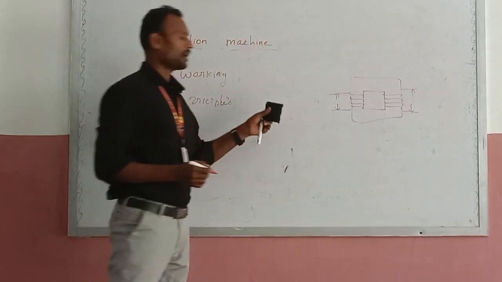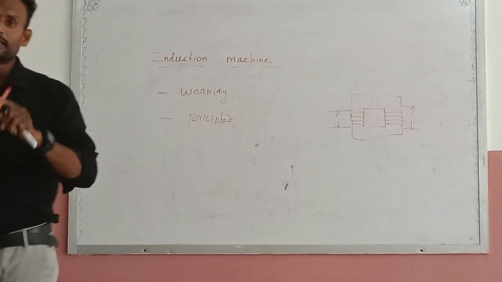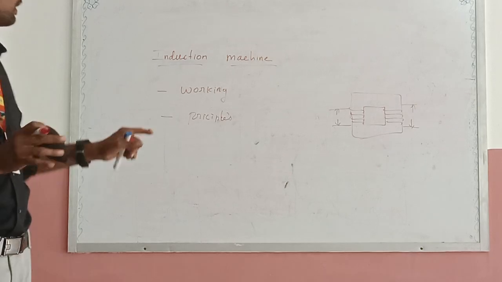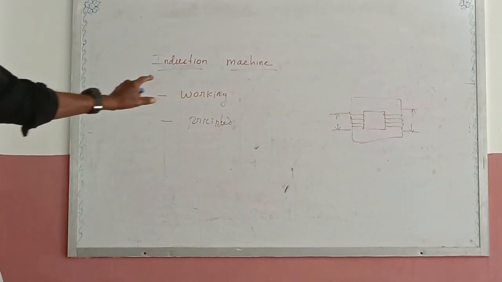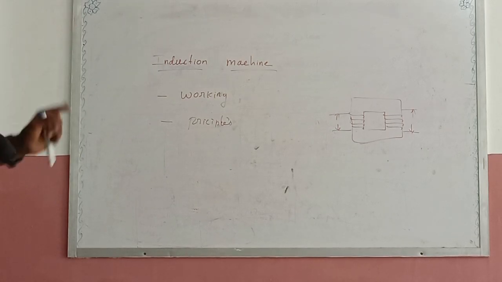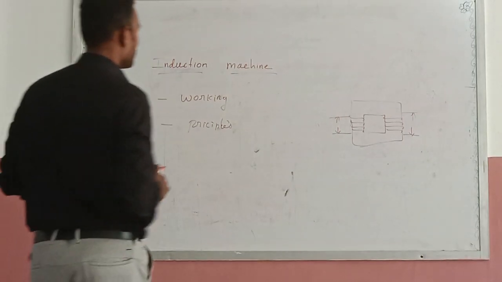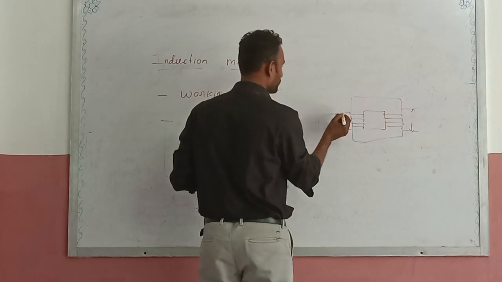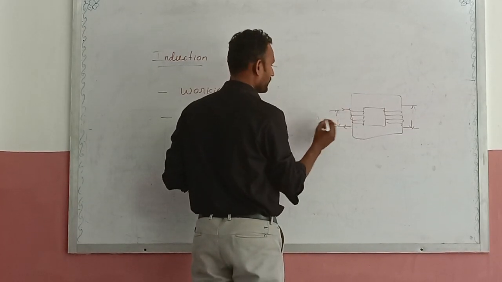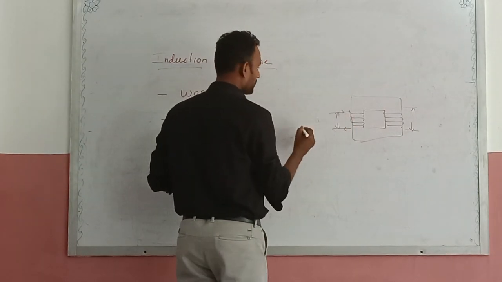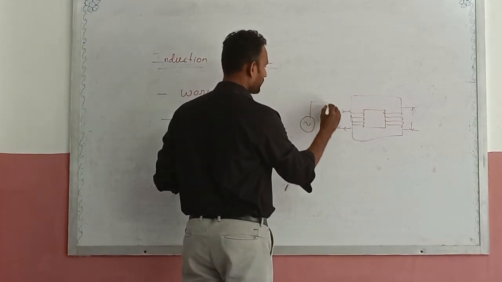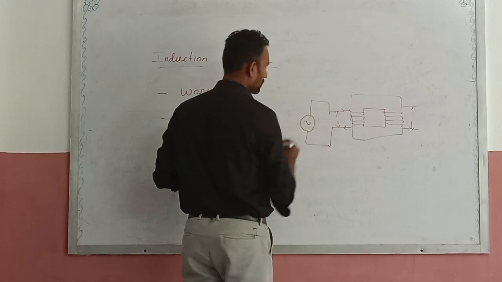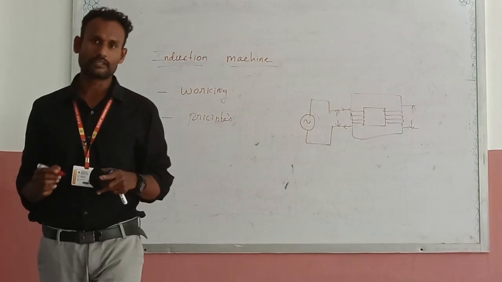So how is it transferred? First of all, you need to understand how the transformer works. Then only you will be able to understand the induction machine. In a transformer, we are giving supply. What will happen whenever we give AC supply? We are talking about AC supply. The transformer will work with AC only.